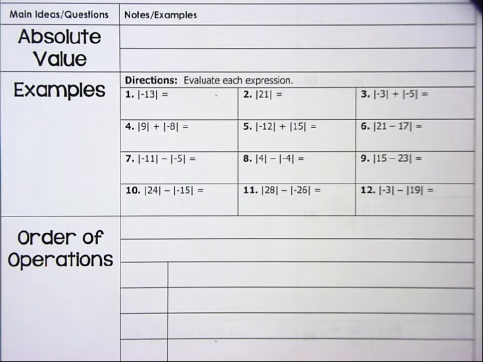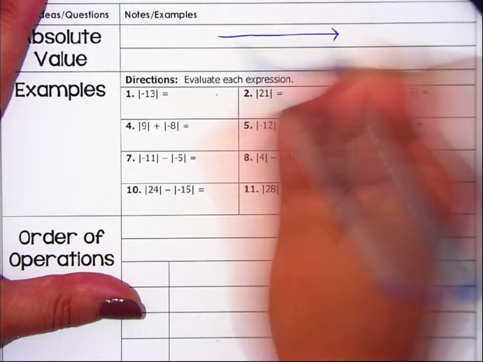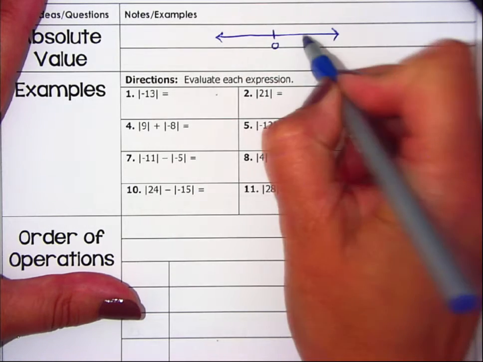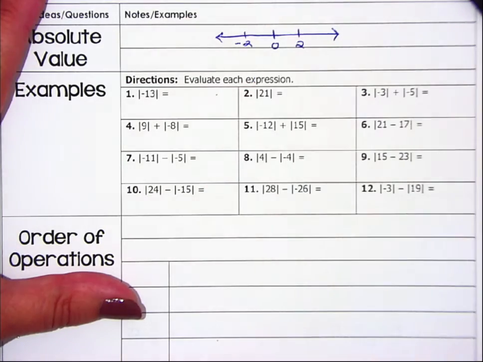In this video, we're going to take a look at two things, absolute value and order of operations, both of which you should have seen before at some point. So just a quick review, absolute value is basically just the distance away from zero that a number is on a number line. So if we have a number line, we have 0 in the middle, and let's say that 2 is over here and negative 2 is over here.